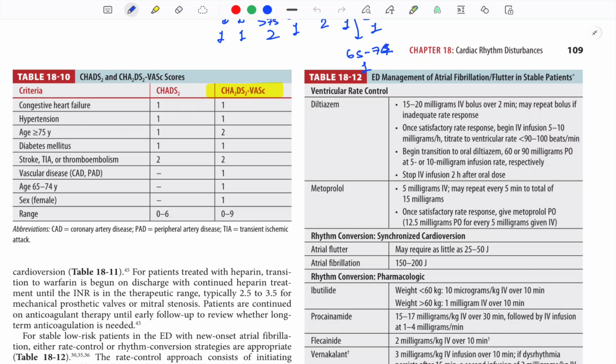If you are going to convert the rhythm by drugs, causing pharmacological cardioversion, you can use ibutilide, procainamide, flecainide and vernakalant. If you are using ibutilide, 1 mg IV over 10 minutes is given.